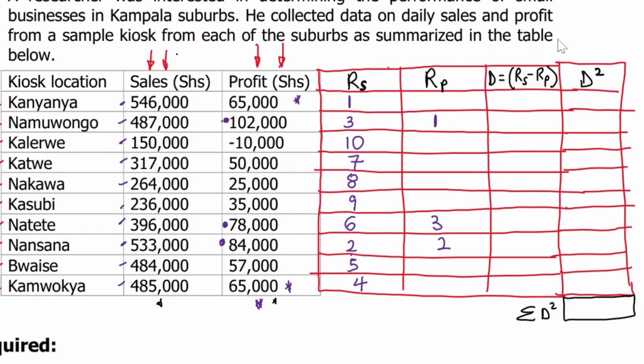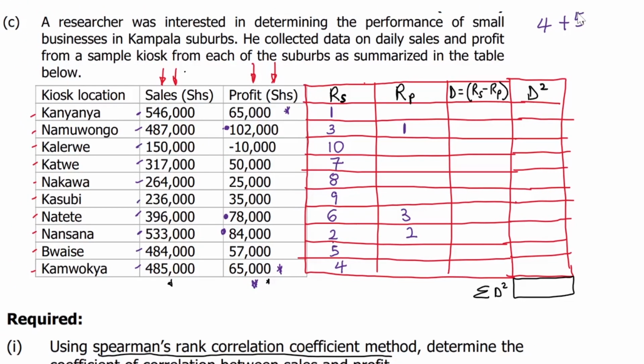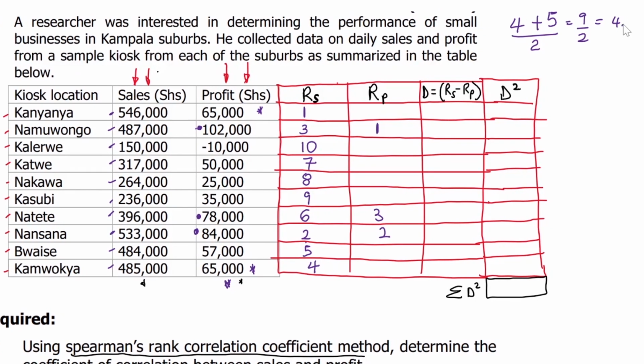So how do we handle that? The fourth position and the fifth position have the same number, so we add them and divide by how many they are. They are two. So it's going to be 5 plus 4, which is 9 out of 2, which gives us 4.5. That 4.5 is for the numbers that look the same. So we have the first, the second, the third, then this one is 4.5, and up here is also 4.5. That's how we treat it.